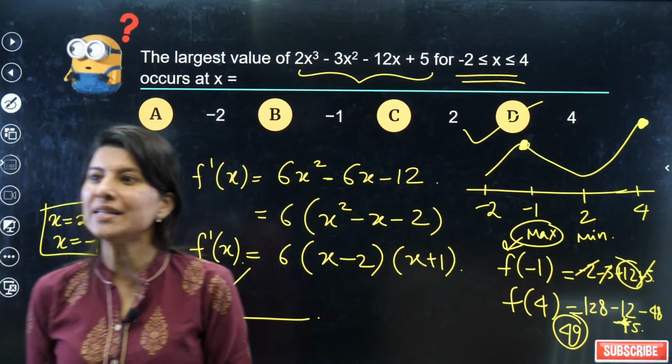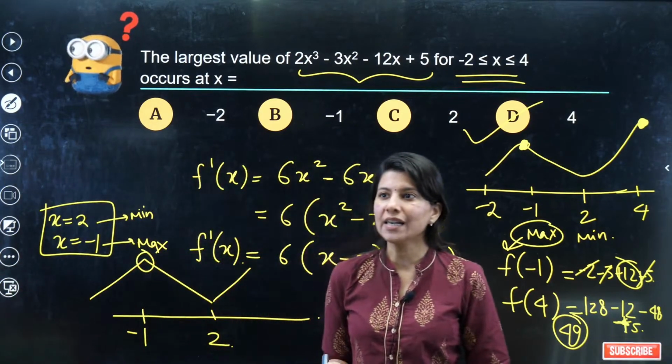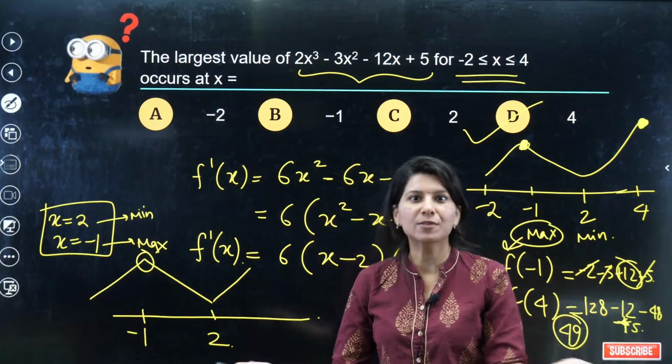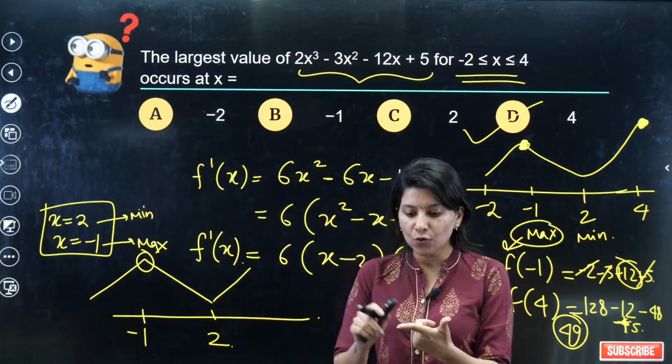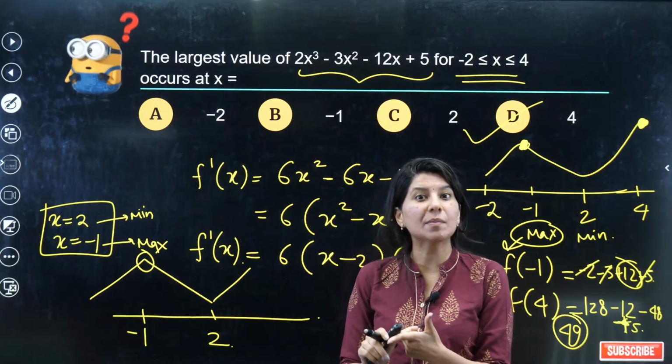Yes, difference between local and absolute. Yes, global and absolute are the same thing. Very good question. Global maximum and absolute maximum are the same thing.